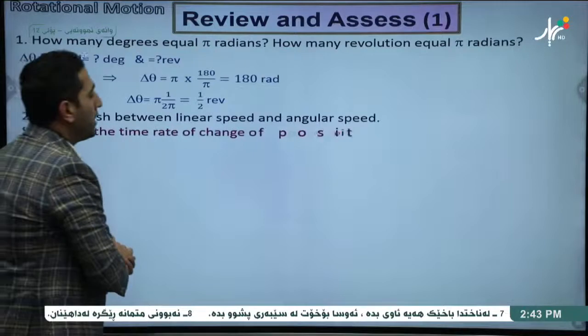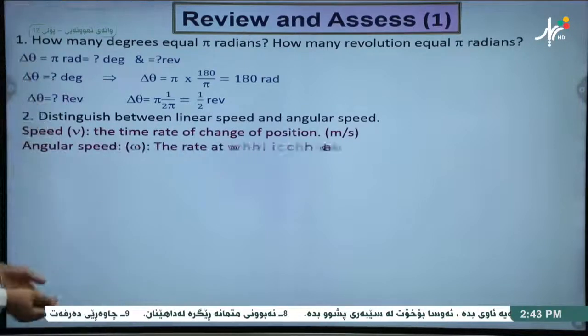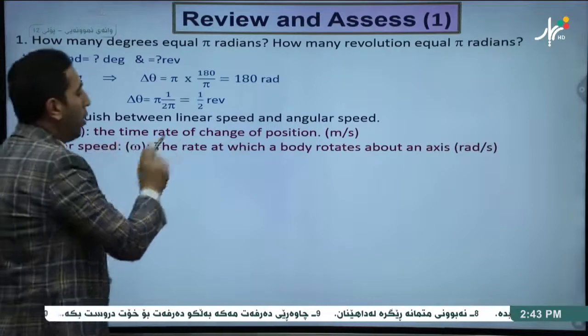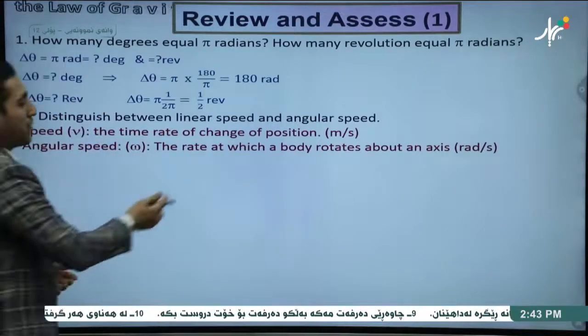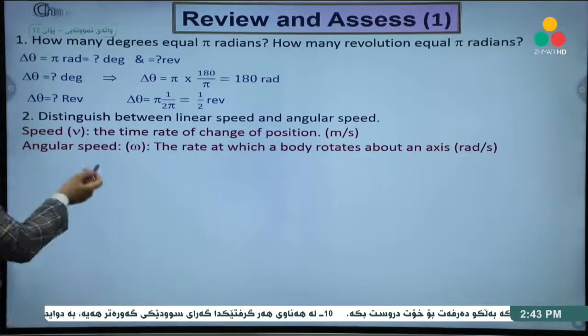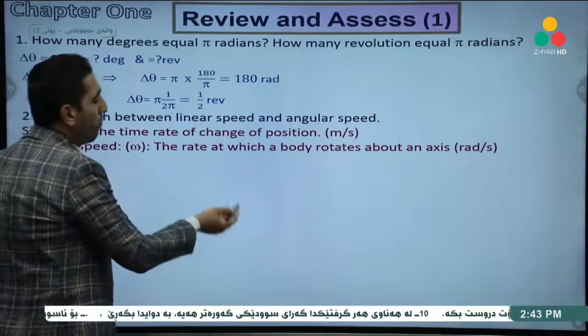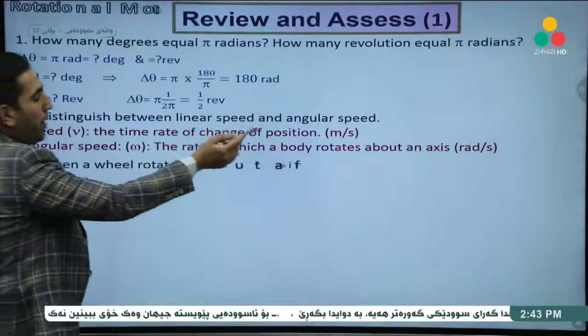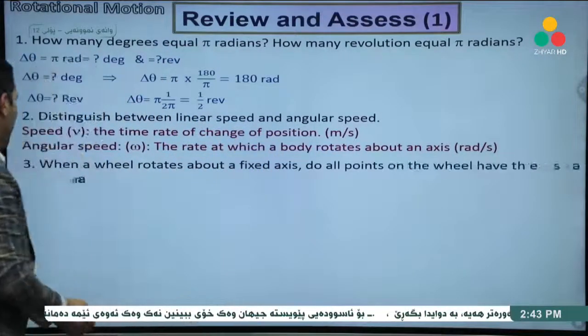Distinguish between linear speed and angular speed. We have the definitions: speed, or linear speed, is the time rate of change of position, expressed in meters per second. Angular speed, omega, is the rate at which a body rotates about an axis, expressed in rad per second.